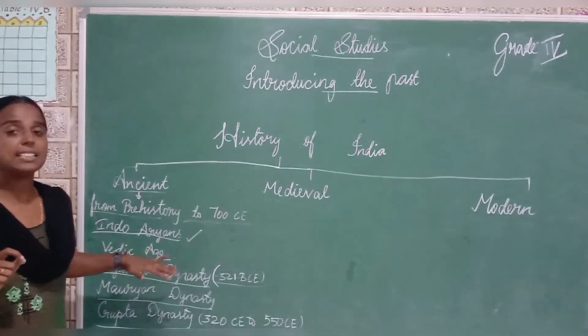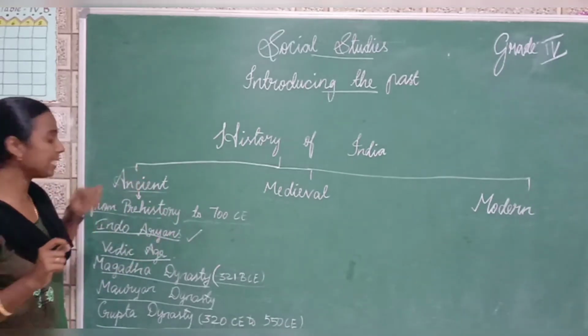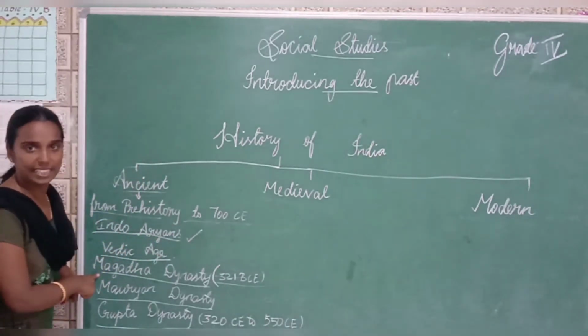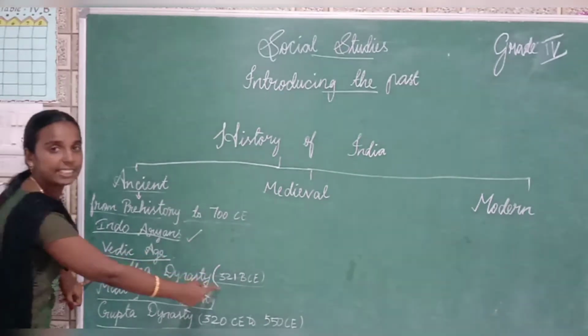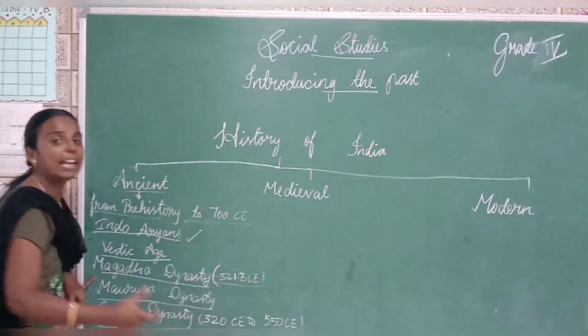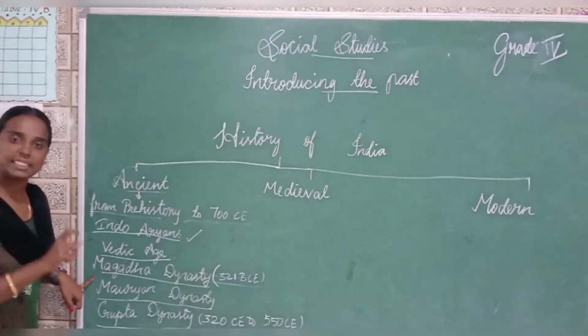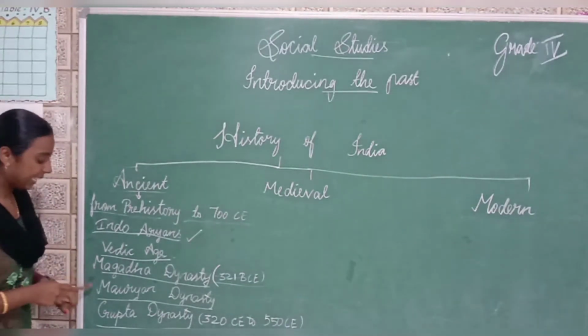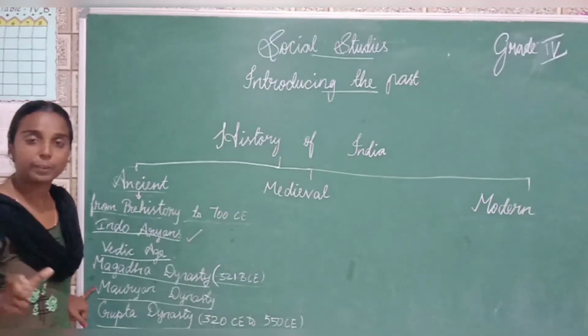And then we have seen some of the important kingdoms in this ancient period, right? So at first we have learned about the Magadha dynasty. Around 321 before Common Era, a powerful dynasty in the northern part of India is this Magadha dynasty, okay. And then Chandragupta Maurya, okay.